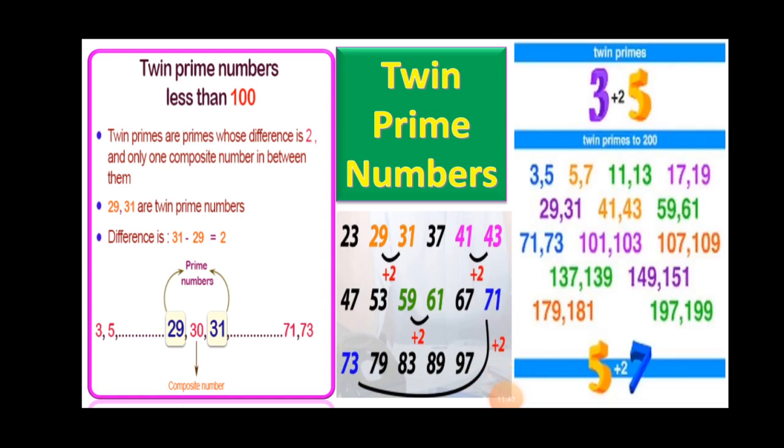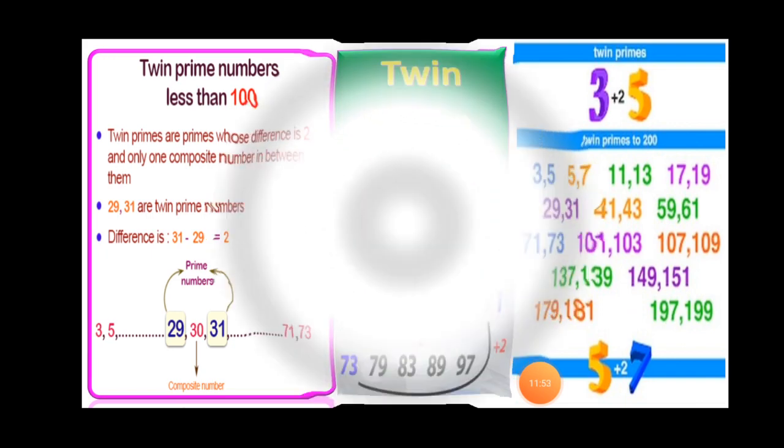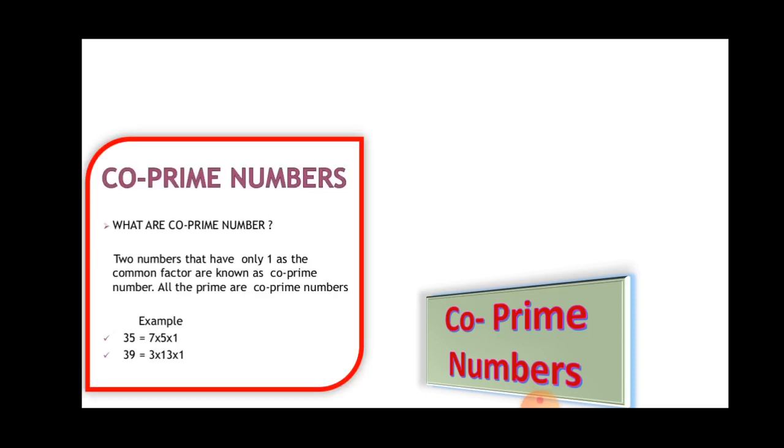And here you can see that we have some more pairs of odd prime numbers listed on the screen up to 200. Okay, now let us understand about co-prime numbers. So children, co-prime numbers are those numbers which have only one as their highest common factor. So two numbers that have only one as the common factor are termed co-prime numbers, and all the prime numbers are co-prime numbers.